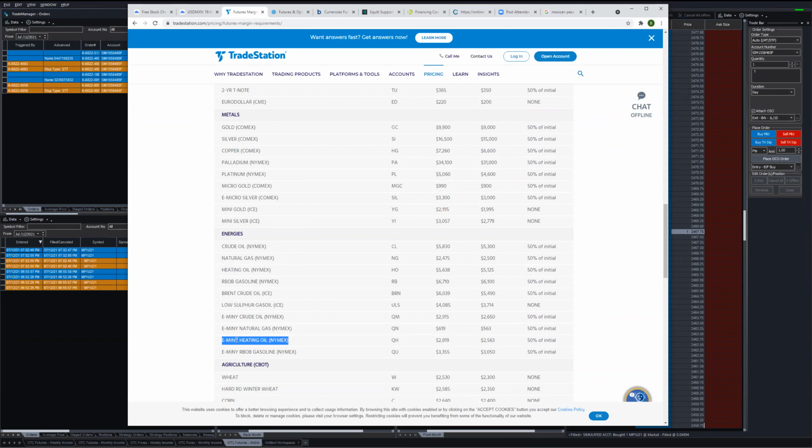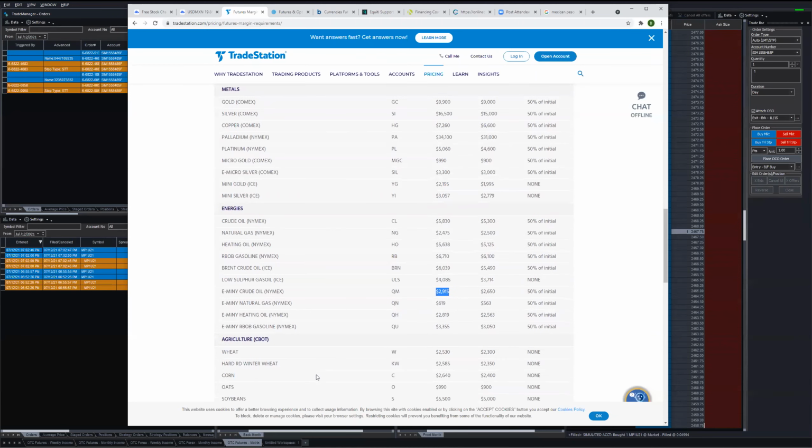Heating oil is also a very nice seasonal product that we can then cover. Actually, I think you don't even find this on IG. I think it has the broadest spectrum of products. I think heating oil you don't find anywhere else. So here we can also trade heating oil, a very nice product, or gasoline. And if you trade natural gas or crude oil, you have half of the margin requirement now as well.